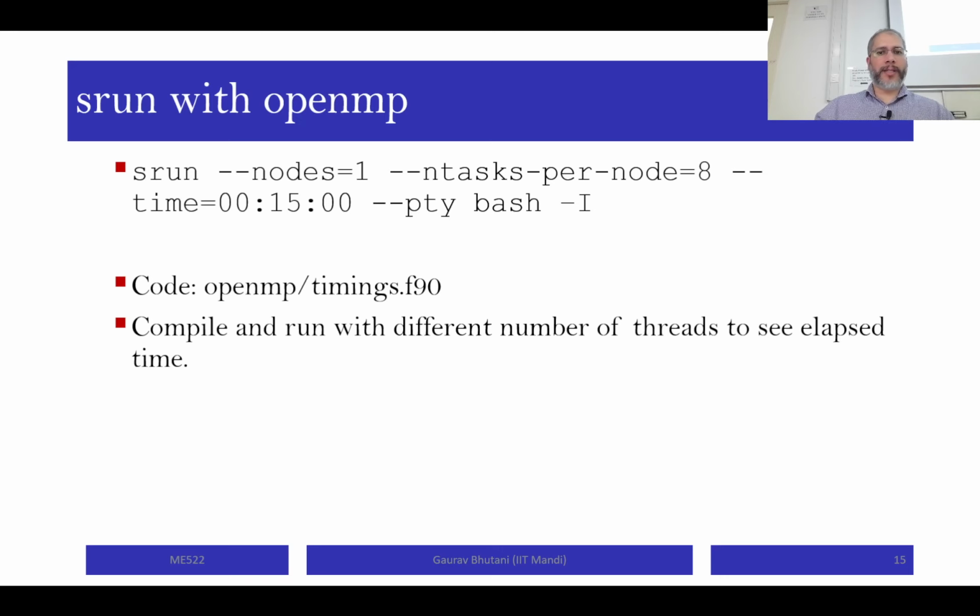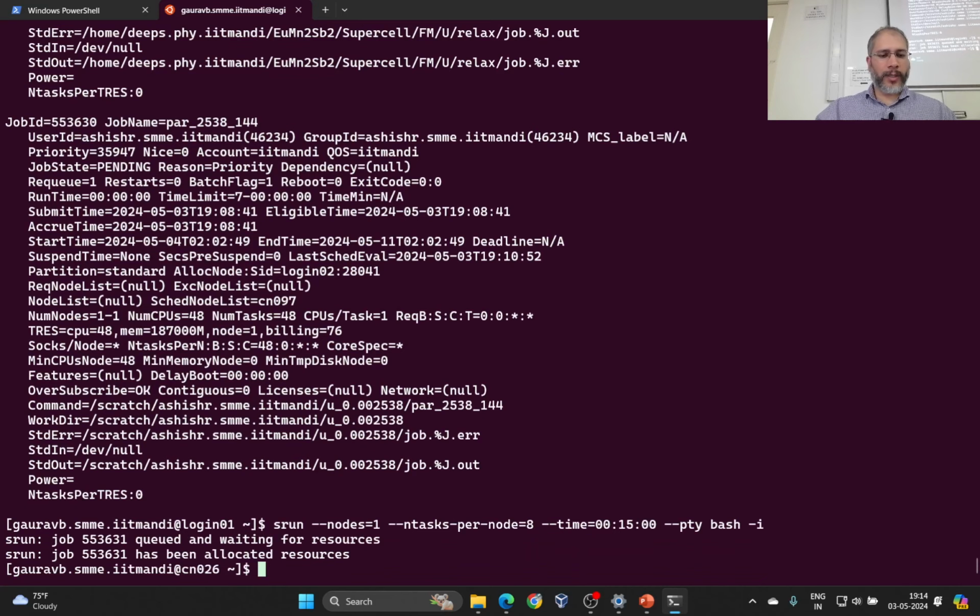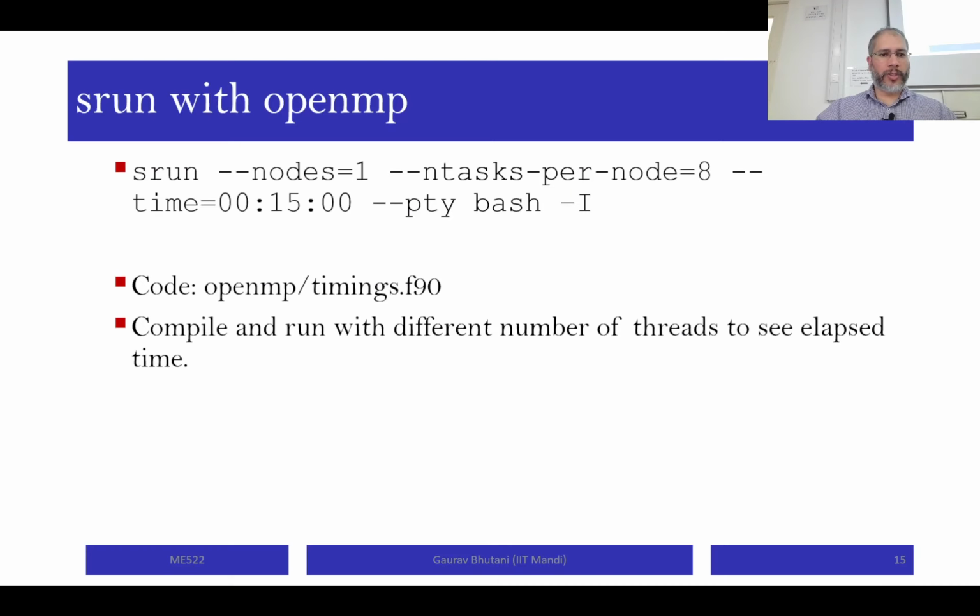So, let us try something out very quickly. Those who have used the facility already know this, but in this session, for those who want to learn how to use it now, let us run this srun, which is interactive run. I will use 8 tasks per node, basically 8 cores on one node. It is allocated to me on CN026.